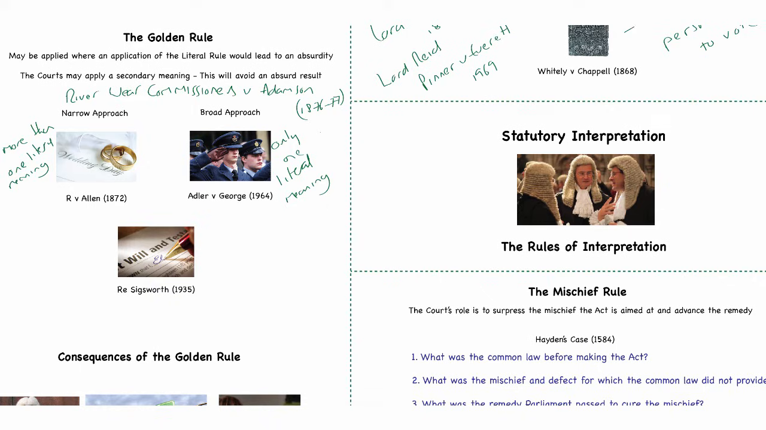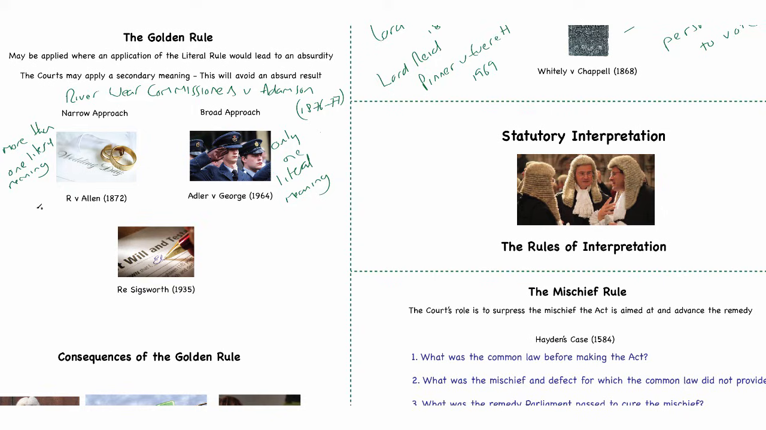Under the literal interpretation, the offence would be impossible. And the reason it would be impossible, and this is quite complex, so try and get your head around this, is because you can't marry somebody if you are already married, because it's against the law. So if you can't marry somebody because it's already against the law, a second marriage is always going to be impossible because you're not allowed to do it because you're already married.